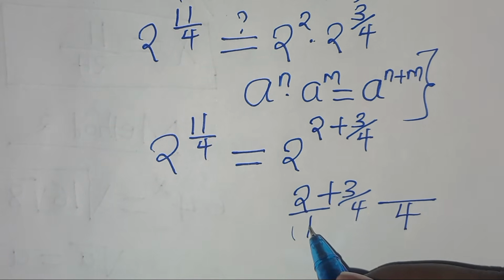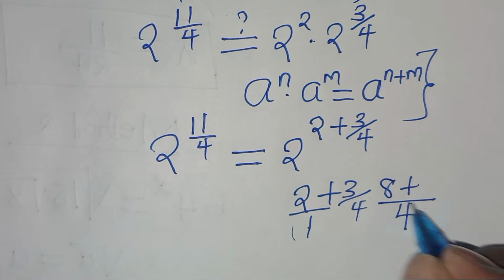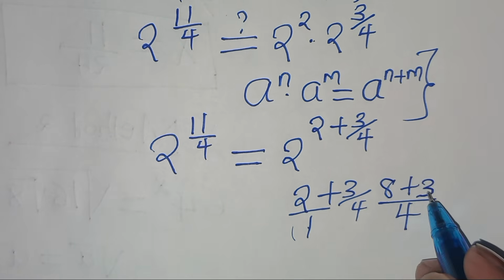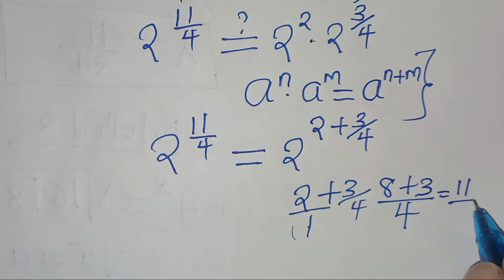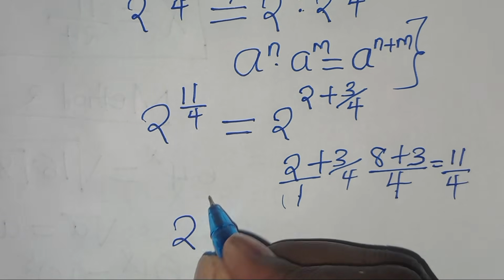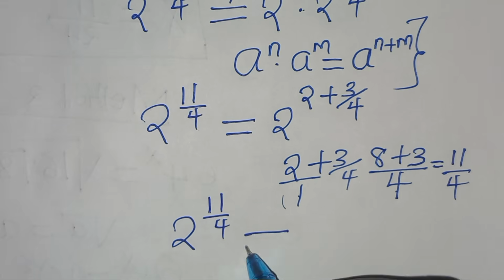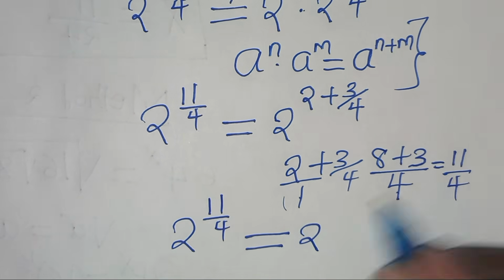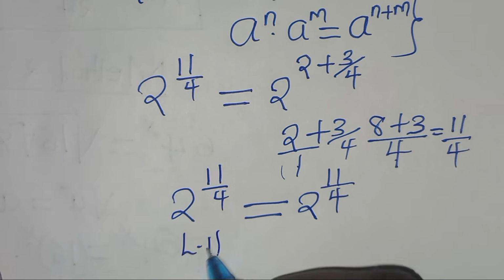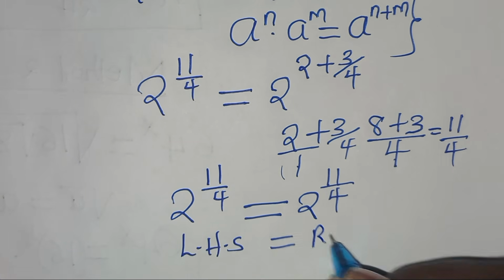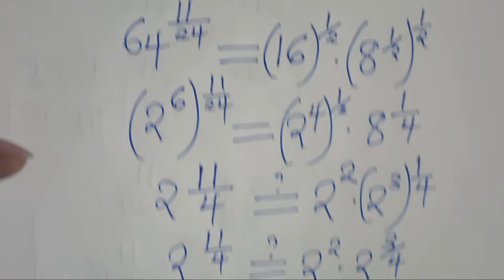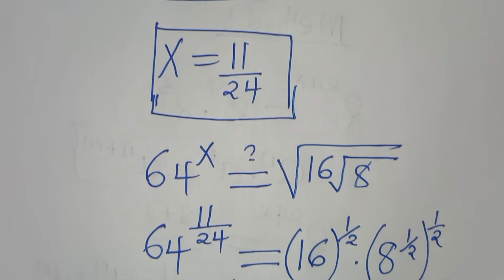4 divided by 1 is 4 times 2. This is 8. Then plus 4 divided by 4 is 1. 1 times 3, this is 3. So we have 8 plus 3. This is equal to 11 over 4. So we have 2 raised to the power of 11 over 4. This should be equal to 2 to the power of 11 over 4. You can clearly see that the left hand side is equal to the right hand side. And this clearly shows that the value of x, which is equal to 11 over 24, satisfies the equation.